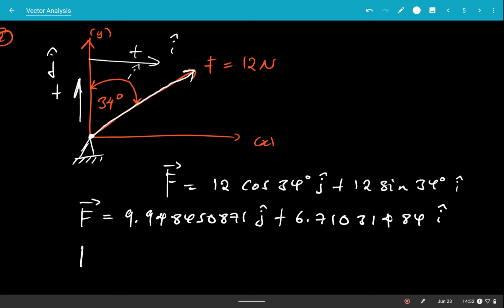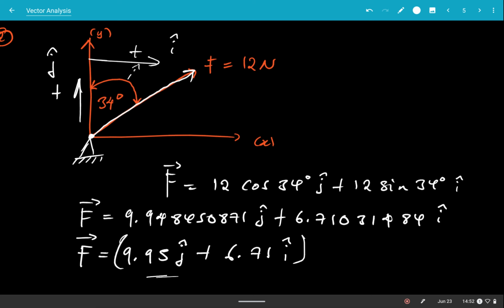If you round off these to 2 decimal places, your components will simply be 9.95 in the j direction plus 6.71 in the i direction. These two are the components that satisfy your vector.